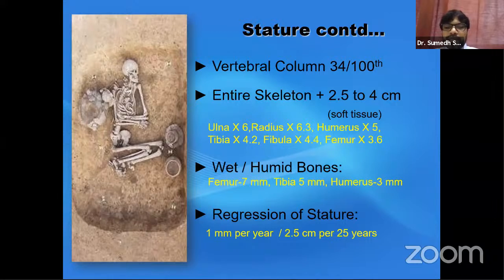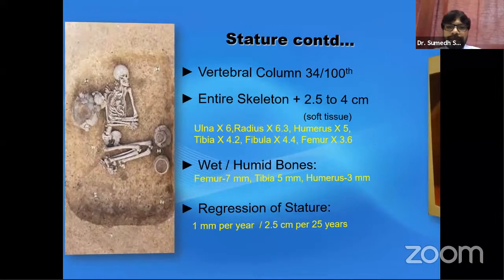So you'll have to minus these things in case of wet or humid bones. If you see the regression of the structure, the regression of the structure is 1 mm per year. If it is in good condition, the average is 1 mm per year, or 2.5 centimeters per 25 years. So this is what you can call the decaying of the bones as time progresses.